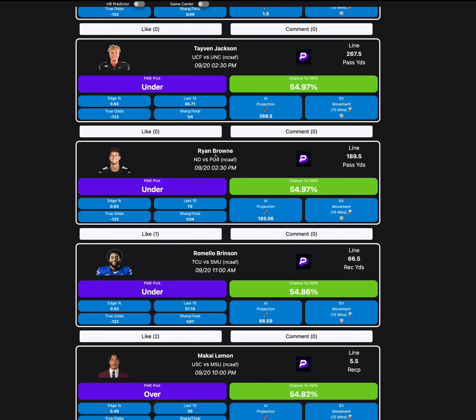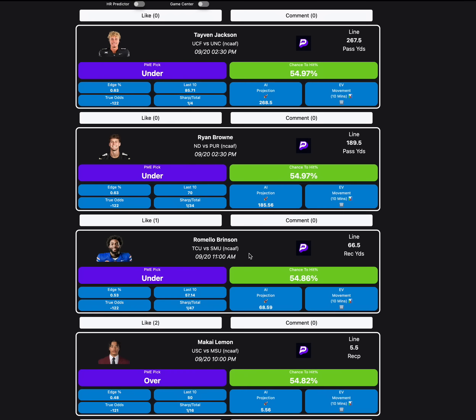Like this guy. Now, if you're going to go with a play that's got one sharp book, Ryan Brown, under 189.5 is a 54.9 chance to hit. Positive 0.63 edge, minus 122 are the true odds. You have one sharp book. AI projection is at 185, so 4 yards less than the 189.5. So not only do you have the sharp book data giving you a positive edge at the 189.5 for the under, but you've got the AI projection that's 4 yards less. You feel what I'm saying? So let's get it. Anyway, let's keep going.